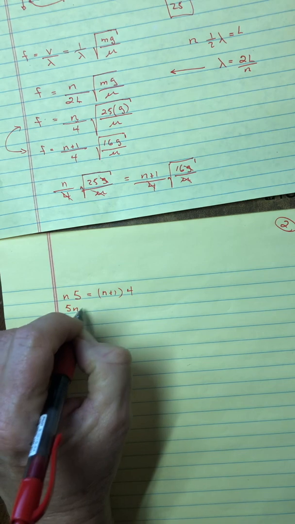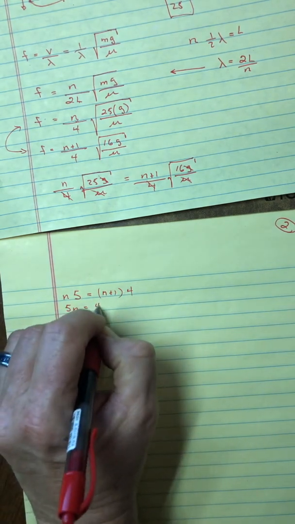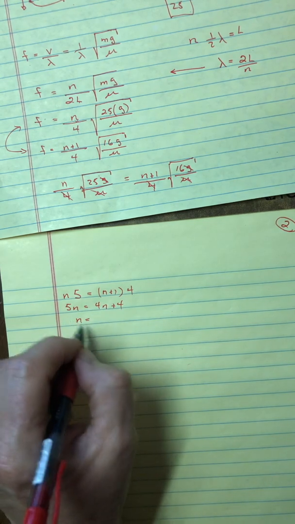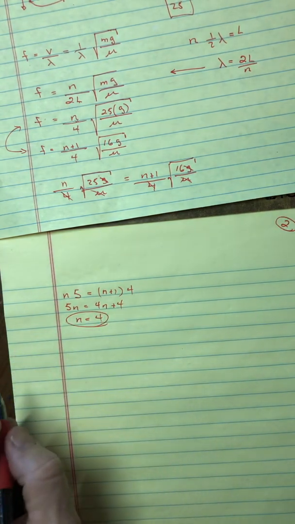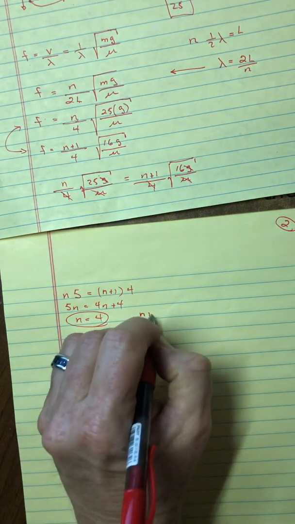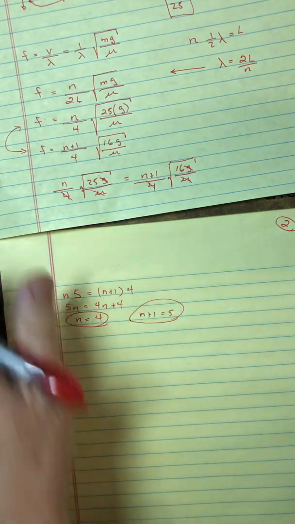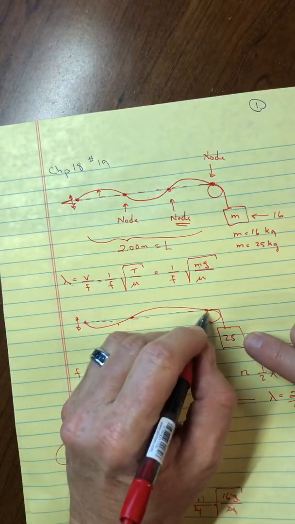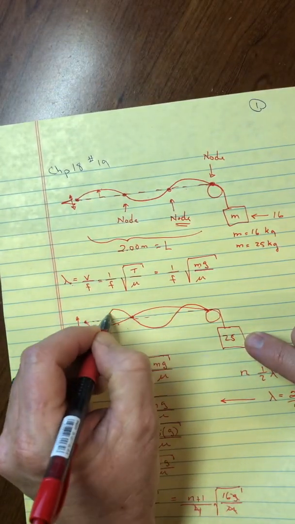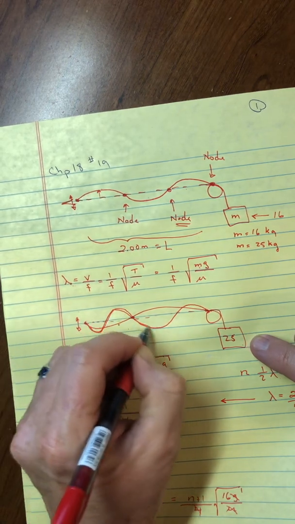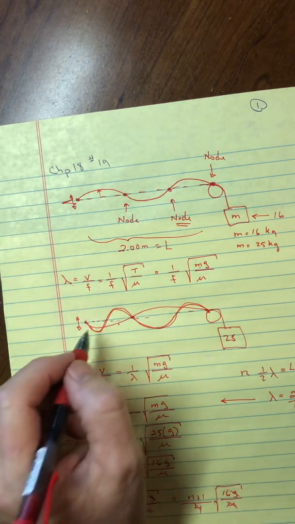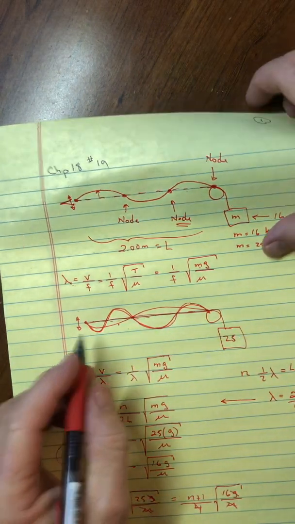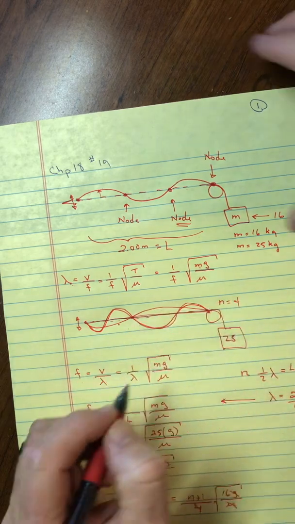Let me write that as 5n. Let me do the distributive property, 4n plus 4. Subtract a 4n, and I get n equals 4. So n plus 1 is 5. So my drawing here for the 25 should really look like this. 4 little humps, 4 half wavelengths. And so n equals 4.